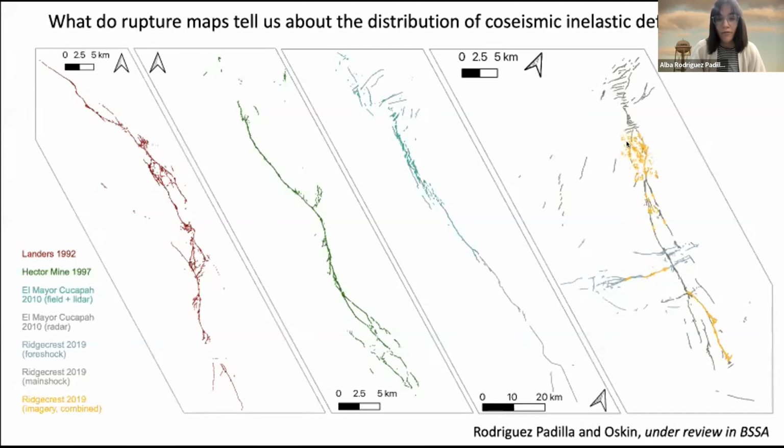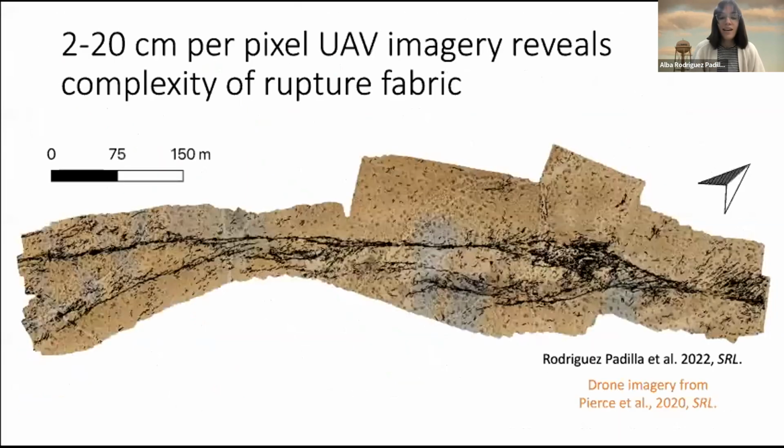These were mapped from high resolution aerial imagery and drone imagery. I want to show you how much detail we can resolve in the texture of the fault zone, in the rupture fabric, when we have these high resolution data sets available to us. This was mapped from 2 to 20 centimeter per pixel UAV imagery collected by Ian Pierce following the Ridgecrest earthquakes. It's just incredible how much of the fault zone complexity we're able to resolve.